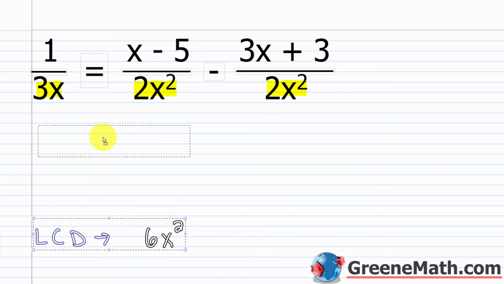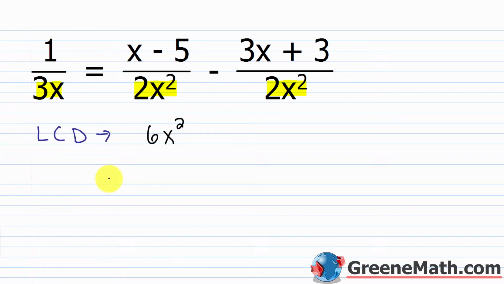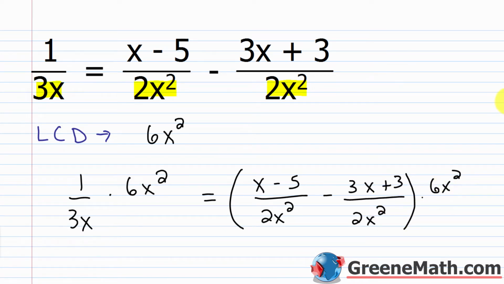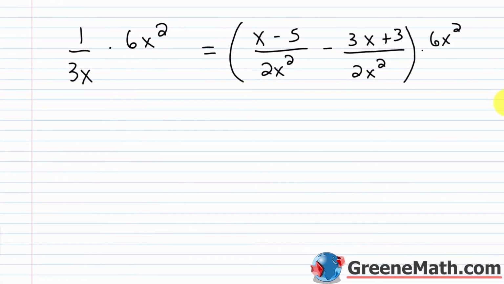Okay, let me move this up here. So the next thing that I want to do, I want to multiply both sides of the equation by the LCD. So I'm going to have 1 over 3x, and I'm going to multiply this by 6x squared. And this is equal to, I'm going to put parentheses around this, x minus 5 over 2x squared minus 3x plus 3, again, over 2x squared, and I'm multiplying this guy by 6x squared. So let me scroll down and get a little room. We'll come back up to the original equation in a little while.